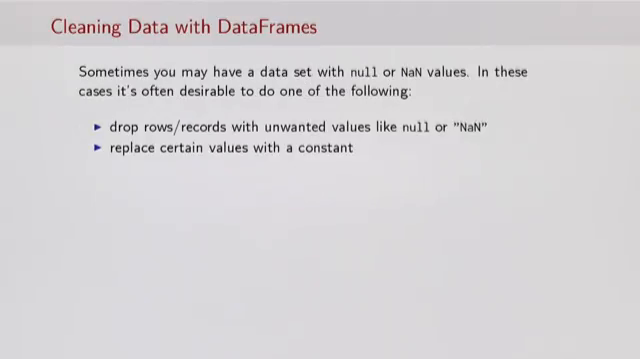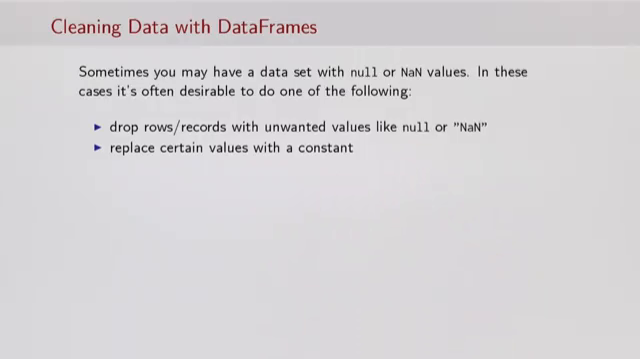Anybody who works with real data sets knows that data is never pretty when you start with it. Often it's full of unwanted values like null or NaN, which stands for not a number. In these cases, it's often desirable to do something about these unwanted values. In particular, often we like to drop rows or records with unwanted values like null or NaN, or sometimes we like to actually replace those values with something that is less problematic than null. For example, maybe if null is in a numeric column, we'd like to replace it with 0.